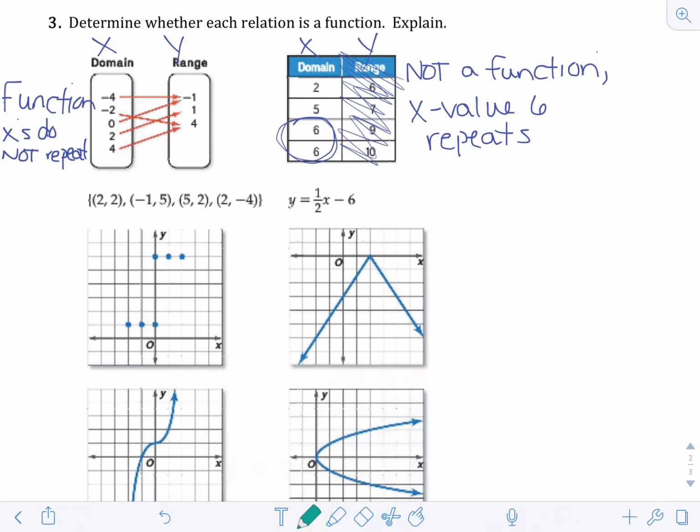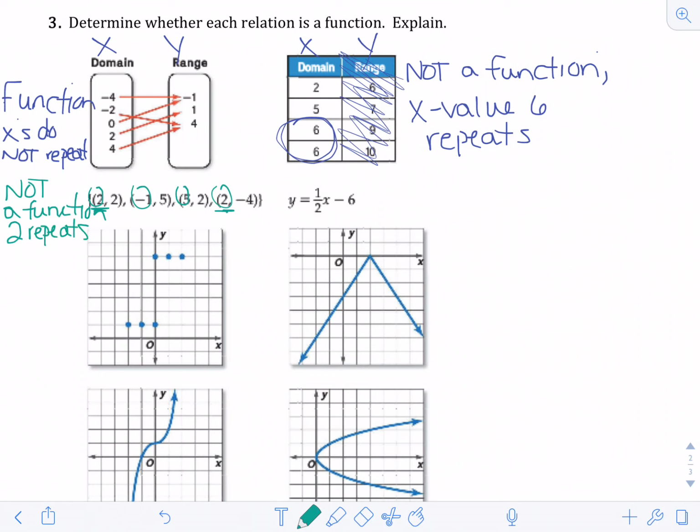Alrighty. Next one, we have 2, -1, 5, 2. I think I just repeated myself because I have a 2 and a 2, so this one here is not a function. And we don't have space on here. Well, I can do 2 repeats. There we go. We'll just write that. 2 repeats.